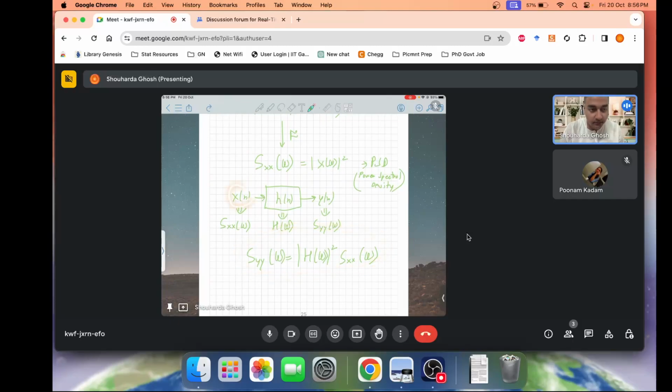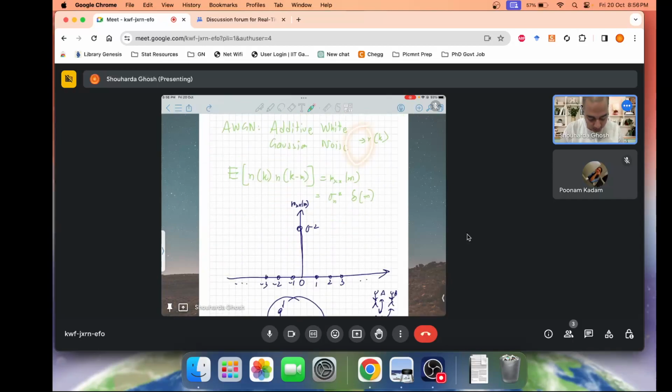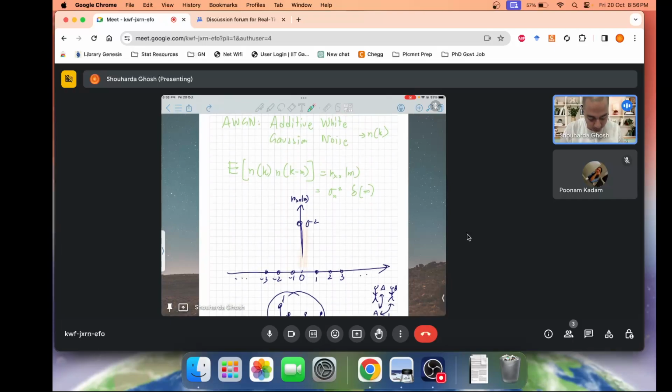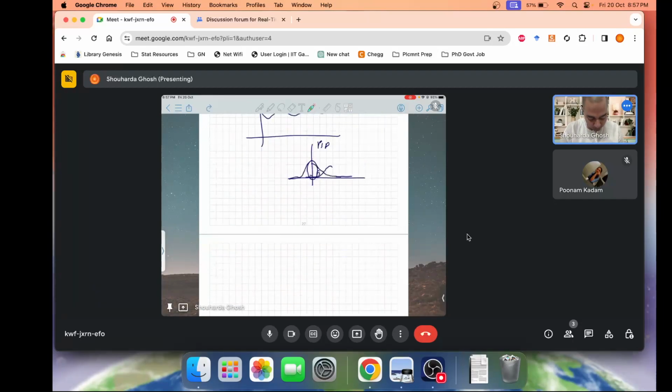So if you have a random signal which has a power spectral density of Sxx of omega, and you pass it through a deterministic system, h of n, which has a frequency response H of omega, then you get an output which is again random, but its power spectral density is Syy of omega. For additive white Gaussian noise, we mentioned that its correlation is a Dirac delta function. That means it's uncorrelated with its consecutive values, it's only correlated with itself. Well, lots of variation, power spectral density.